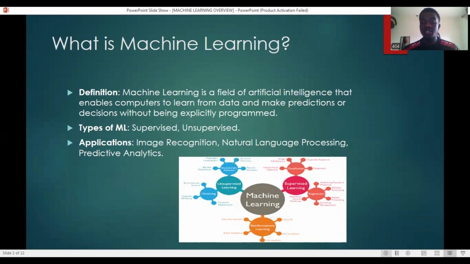And then you have various types. Of course, you have supervised and unsupervised, and we know there are three after adding reinforcement, but for now, we shall be talking about two: supervised and unsupervised. Machine learning has various applications. We have image recognition, natural language processing, which is NLP in simple terms, but it can also be used in various fields like health, whereby it can be used in diagnosis, and predictive analytics, for example, weather forecasts to predict different weather in different places.